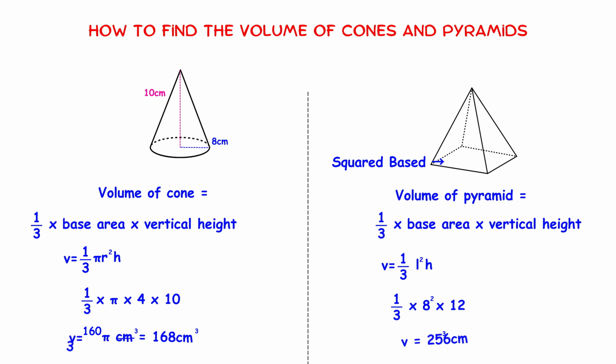For the square base pyramid, we just do 1/3 times our length of 8 squared times the vertical height of 12. So the volume is 256 centimeters cubed.